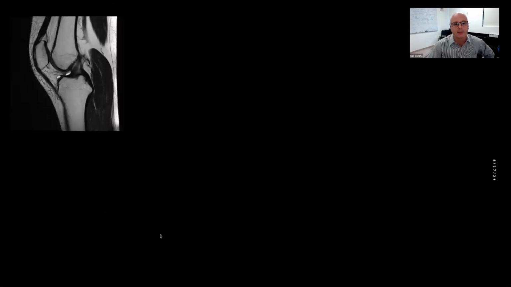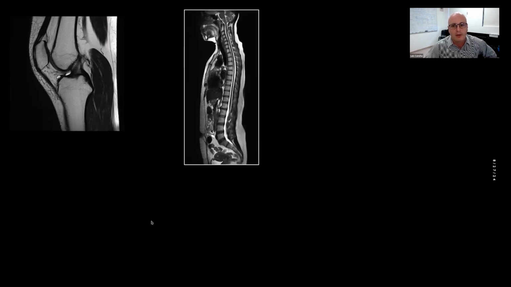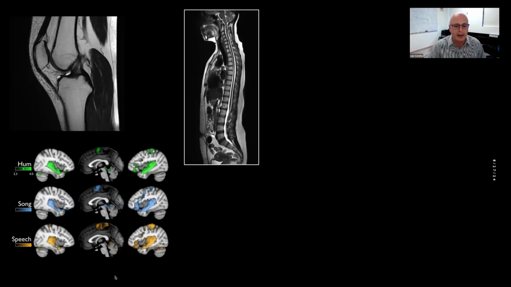But the beauty of MRI is its versatility. We can obtain images of the brain, we can obtain images of the knee, of the entire body. We can look at musculoskeletal images to look for tendons, bones, ligaments, muscles, etc. We can also look at the brain functionally and try to see which areas of the brain are more active in different activities, like humming, singing, or speaking, and try to compare the different parts of the brain that are more or less active in one of these activities.